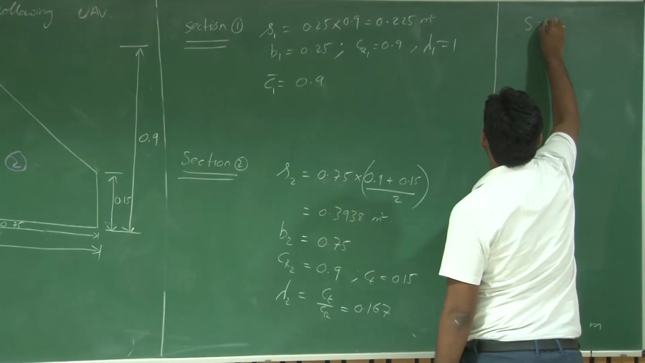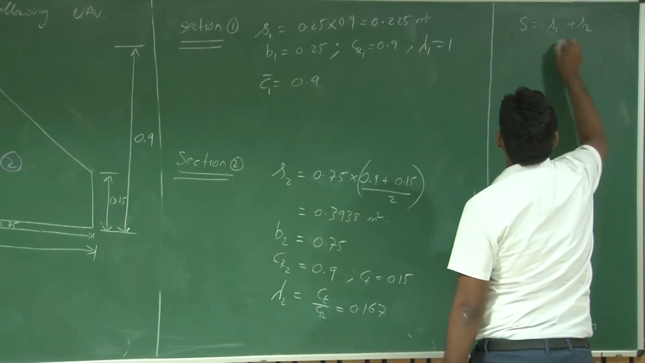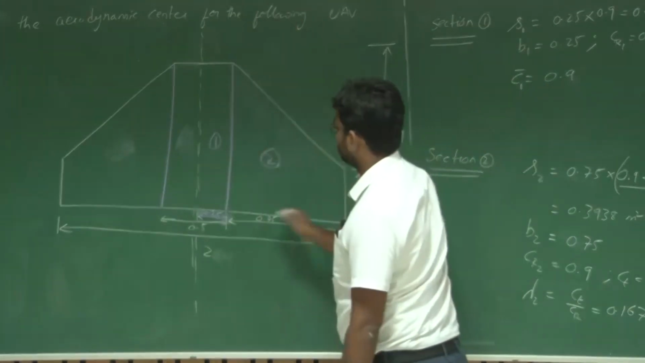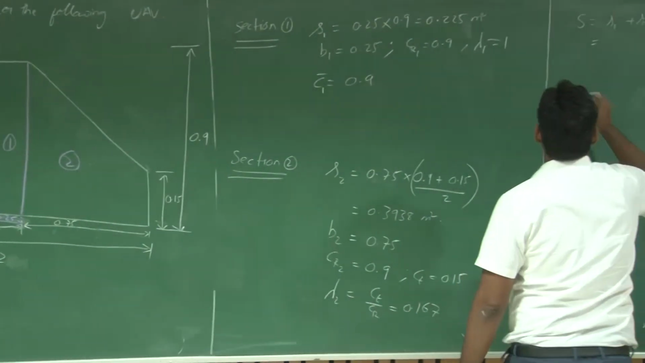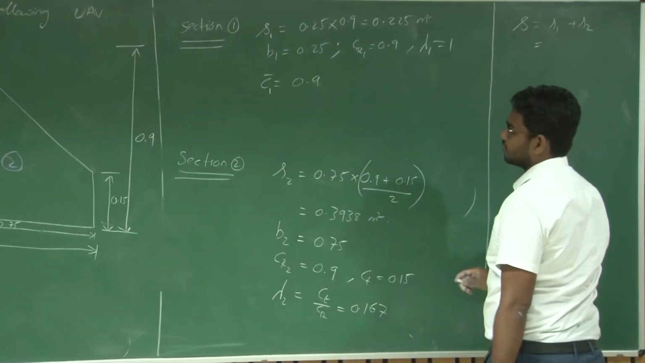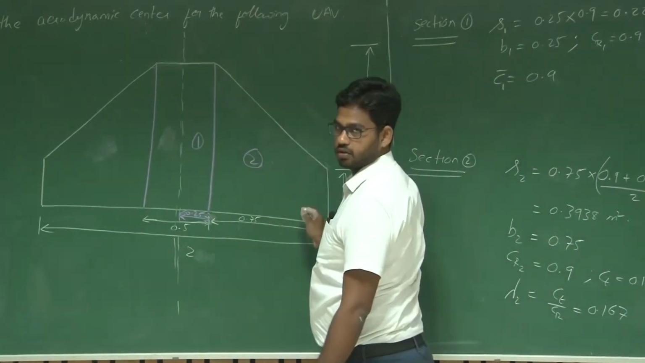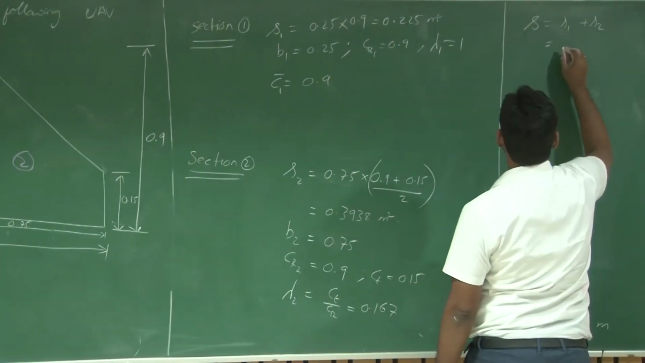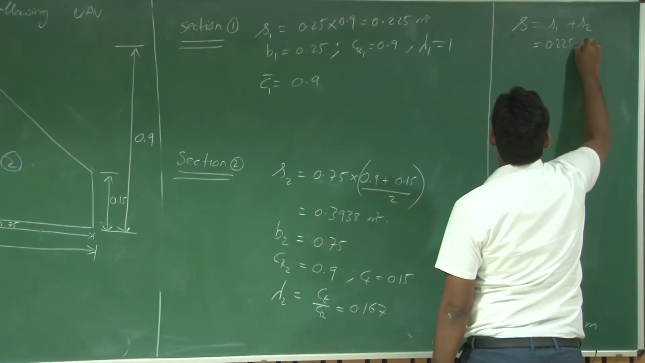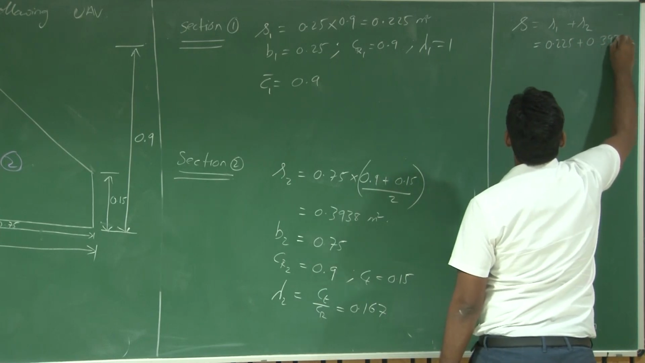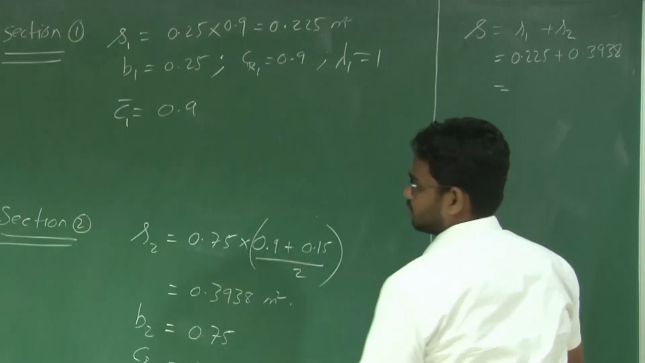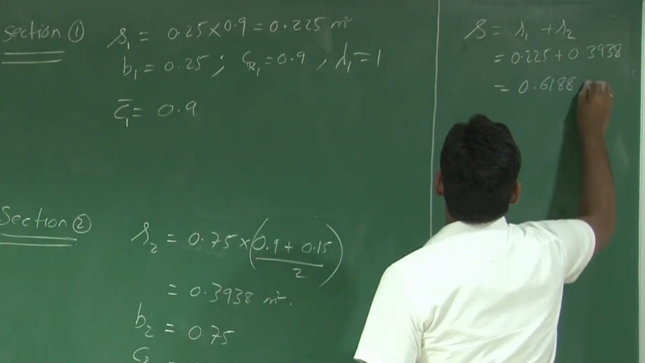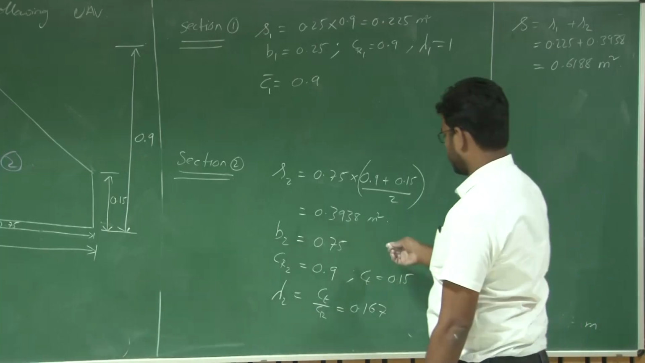What will be the total area? It's S1 plus S2, right? Total area of this half, or say S represents the half area of this wing. This equals S1 plus S2, which is 0.225 plus 0.3938, which is equal to 0.6188 meter square. Now what is C bar for this configuration?